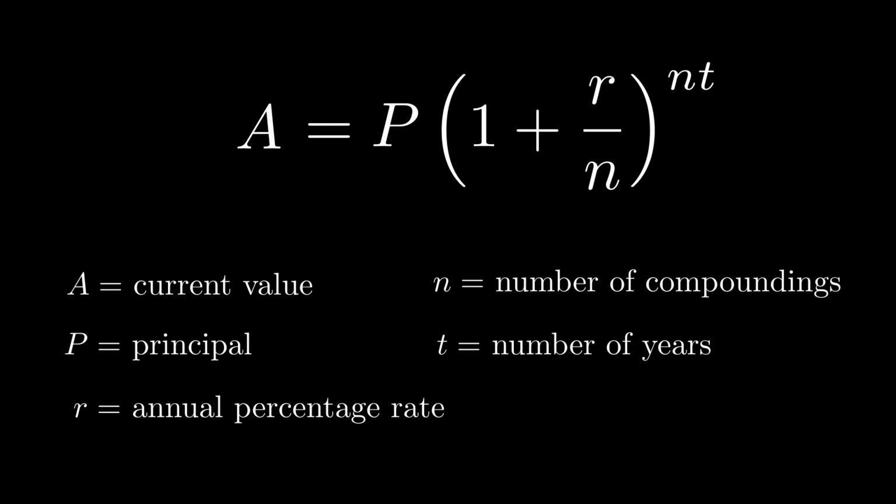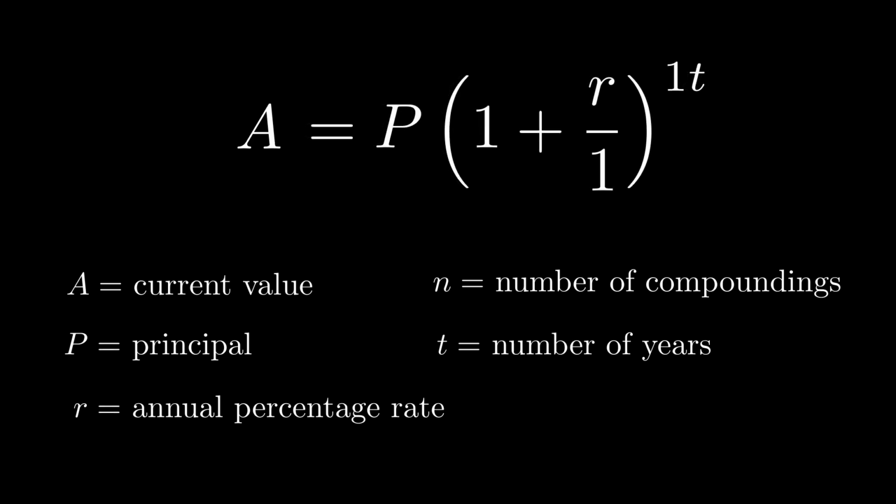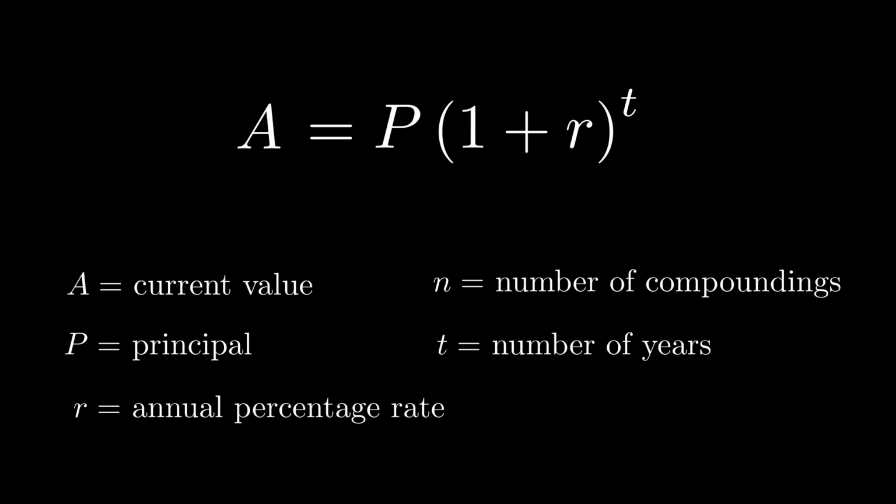Now, let's just say it's a bank account that compounded annually, so it's just one time a year. That simplifies this formula a little bit. We can just set the number of compoundings equal to 1, and we end up with the current value is equal to the initial value times 1 plus the growth rate raised to the number of years.